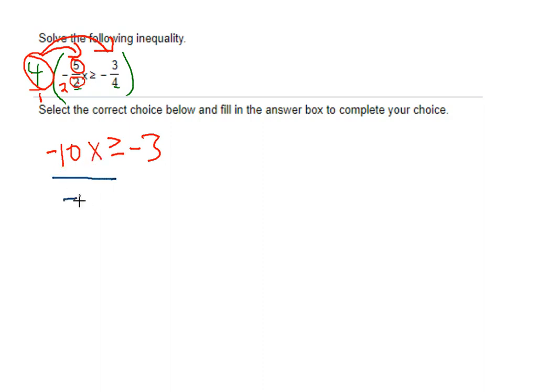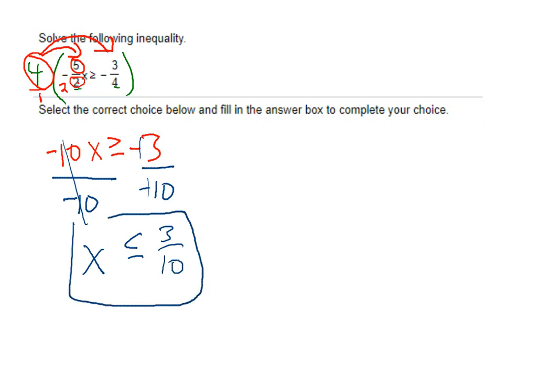Just one step here. To get x by itself, we divide by negative 10 on both sides. The negative 10s cancel out, and we get x on the left-hand side. Here the negatives cancel each other out, and we get 3 over 10 on the right-hand side, positive 3 over 10. Since we divided by a negative on both sides, again, the symbol gets flipped around the other way. So make sure you're only doing that when you divide by a negative or multiply by a negative on both sides. All right, so there's our inequality.